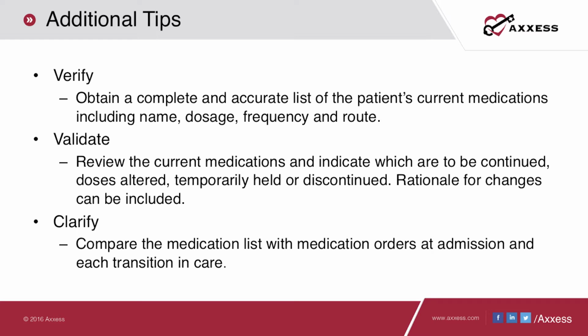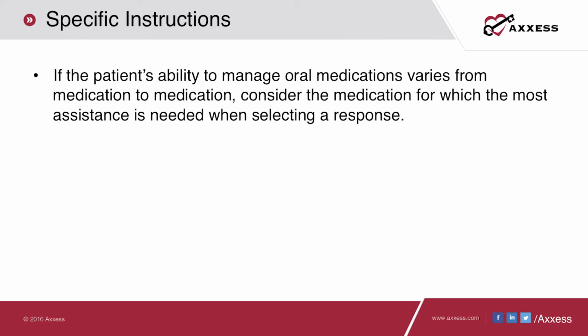The strategy of verify, validate, clarify has been successful for clinicians in the home health setting. Step 1. Verify all current medications, including the dose and the frequency. Step 2. Validate. Review medication lists and identify any changes in the dose or discontinued meds. Step 3. Compare the medication list to the physician orders. Keep in mind that if the ability of the patient varies from day to day or medication to medication, document the medication that requires the most assistance for the patient to take correctly.